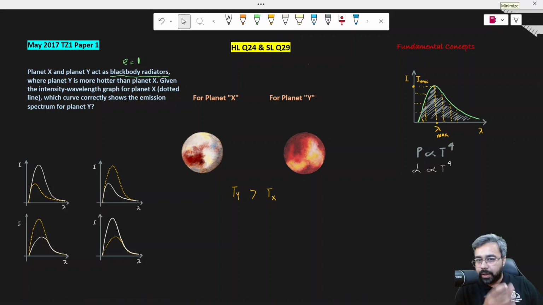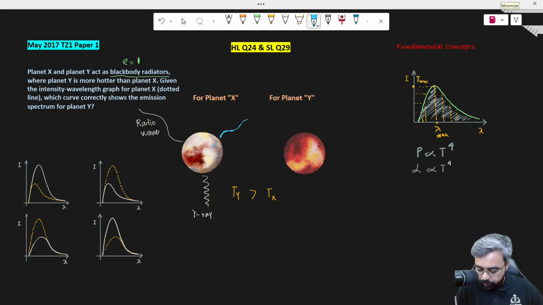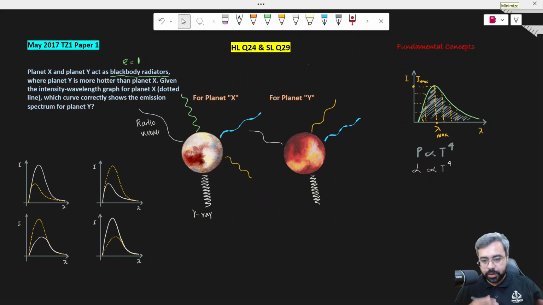Now, if I connect this intensity-wavelength graph with the planet situation, remember that the planet releases everything from the minimum wavelength, the gamma ray, to the maximum wavelength electromagnetic wave, which is the radio wave, and also visible light. I have tried to show you that the whole electromagnetic spectrum is radiated from both of the planets.